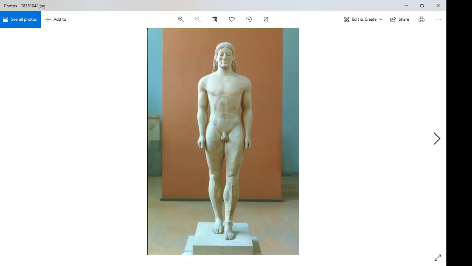So I'll repeat the whole definition. A koros was a life-size statue of an ancient Greek male, comma, a victor in a contest, usually military or athletic, comma, and, well, I'd say sometimes is better to be safe, sometimes placed over that person's grave after they die, period. So it was done when they were young and healthy.